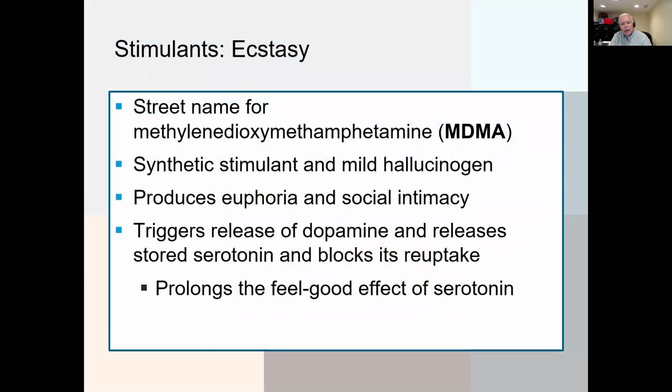Another drug categorized in the stimulant category is ecstasy, also called MDMA. It also has some hallucinogenic effects as well, but it produces euphoria and a feeling of social intimacy, sometimes referred to as a party drug. And it does trigger the release of dopamine and also stored serotonin and blocks its reuptake to produce its effects.